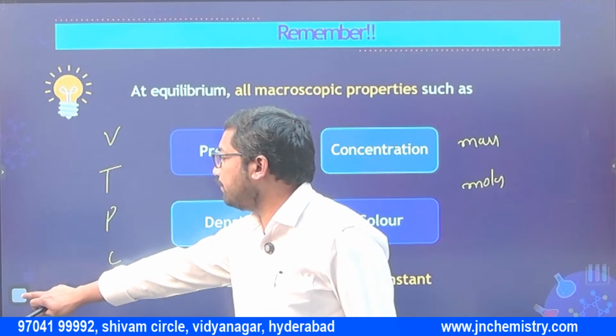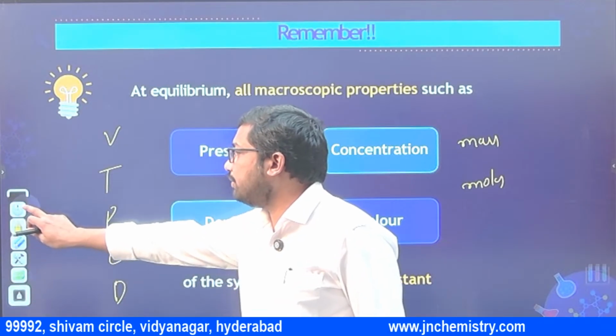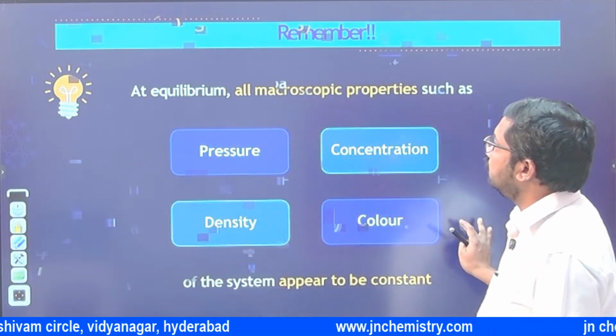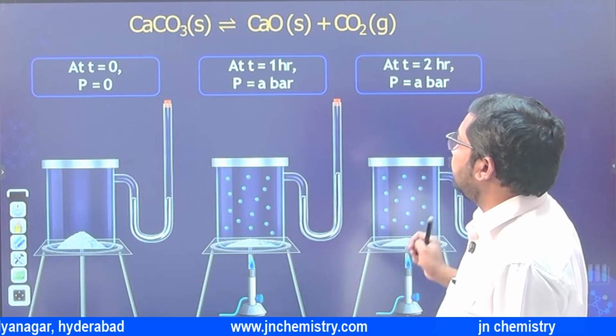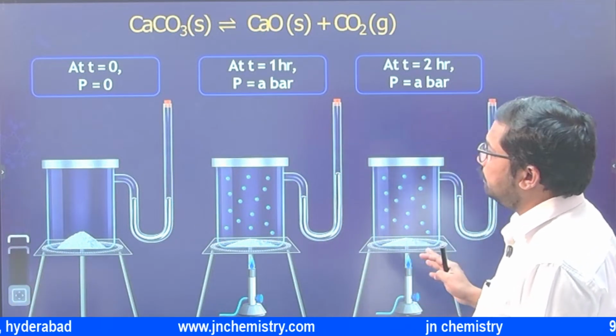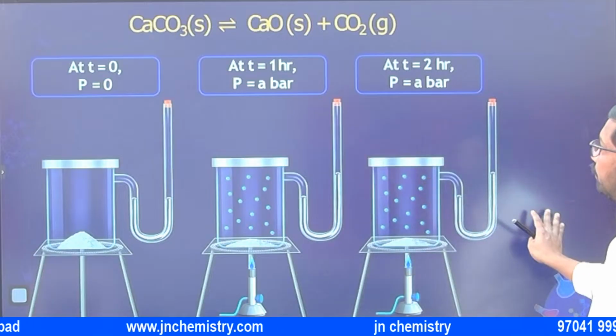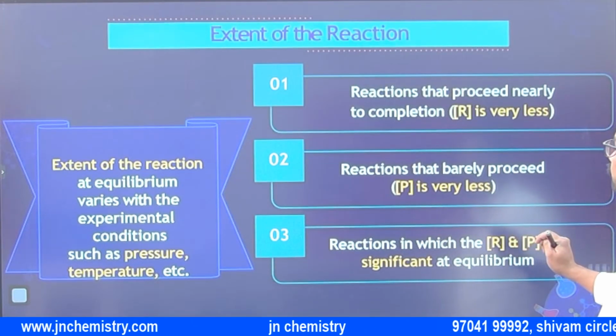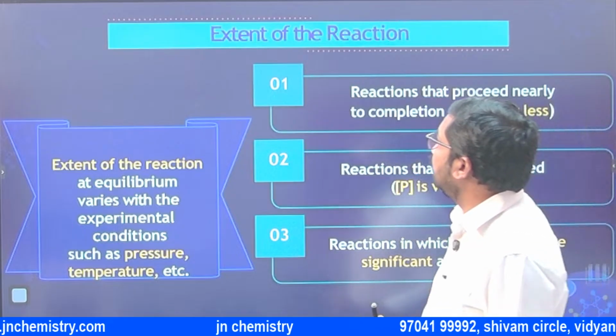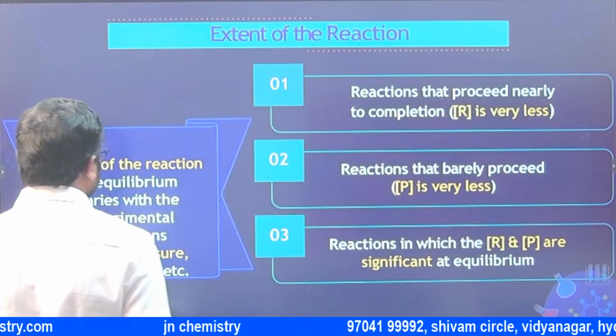Important point: after attaining the equilibrium, they'll ask about CaCO3 giving CaO plus CO2. After attaining the equilibrium, the extent of reaction.